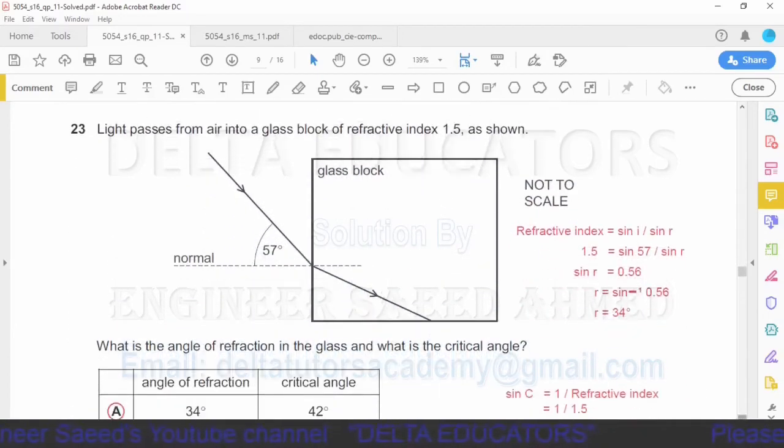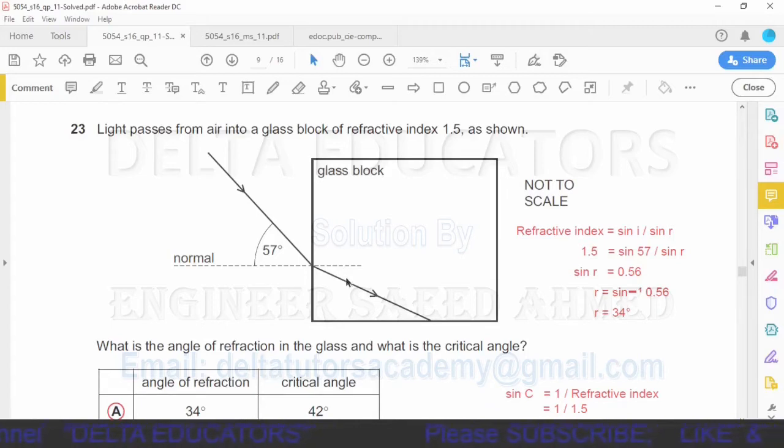Question number 23. Light passes from air into a glass block of refractive index 1.5 as shown. Here one light ray is striking the glass block and it passes into the block, so it is refracted. What is the angle of refraction in the glass and what is the critical angle? Here two things are asked. One thing, what is the angle of refraction? The angle in between the refracted ray and the normal is called the angle of refraction. So we have to find out this angle.